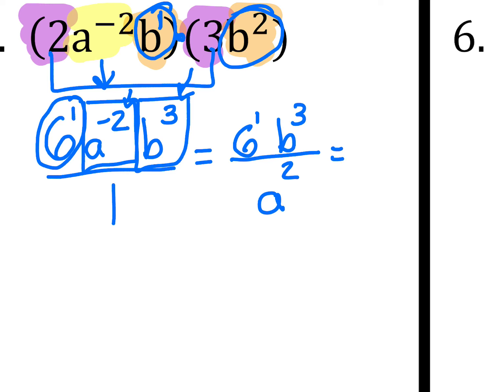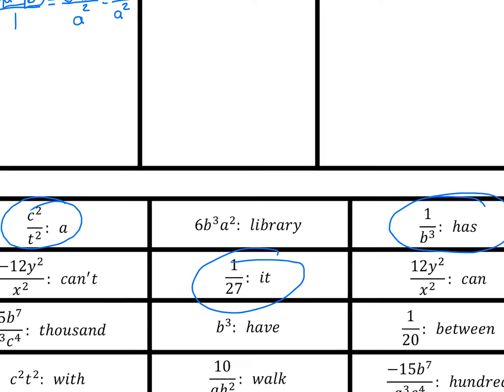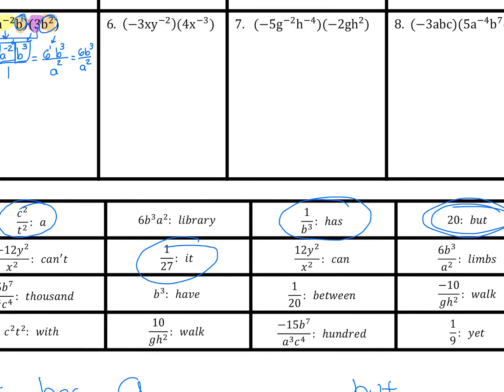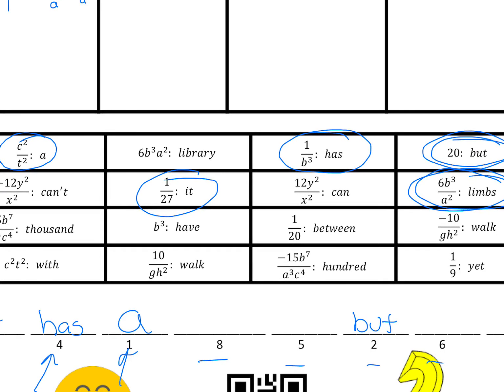Now I don't have to write this 1 on the 6. I can just write 6b to the 3rd over a squared. Let's find it. 6b to the 3rd over a squared. Here we go. Limbs, which goes here. It has a blank limbs but blank blank. We're getting there.